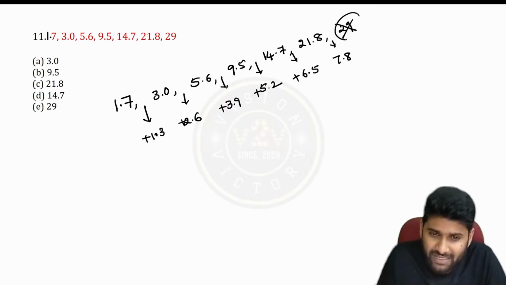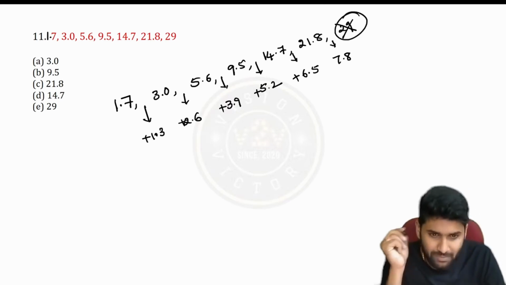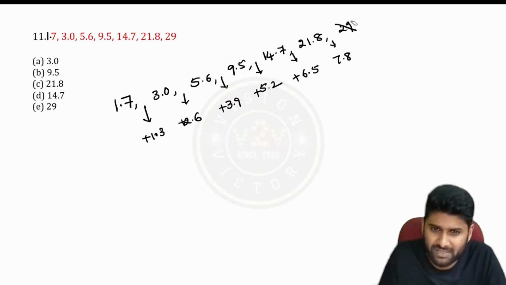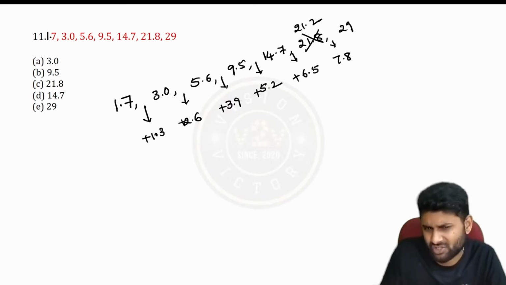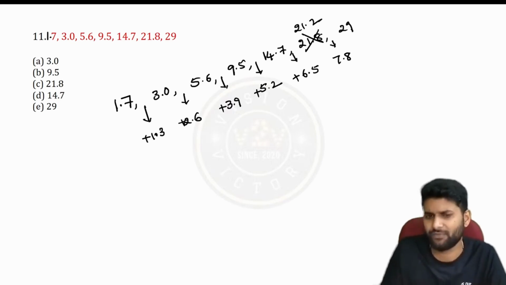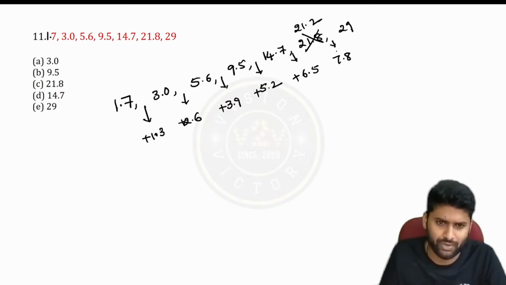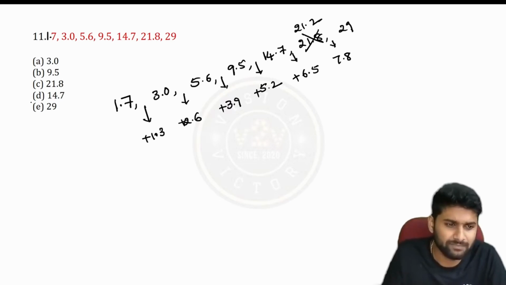Now, definitely in this series, 29 is the wrong number. Give me a second. Sorry. 14.7 and 6.5. So 7 and 5. See, 21.8 is the wrong number. Why? Because we need 21.2. Why? Because 0.5 and 0.7, if you add, you will get the result 0.2, right? So this is the wrong number.